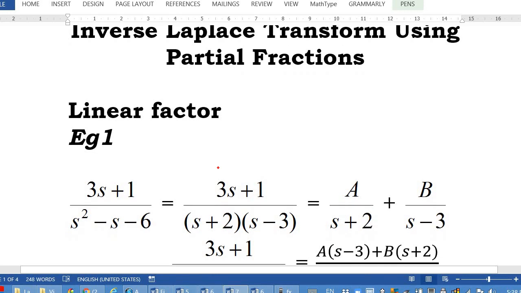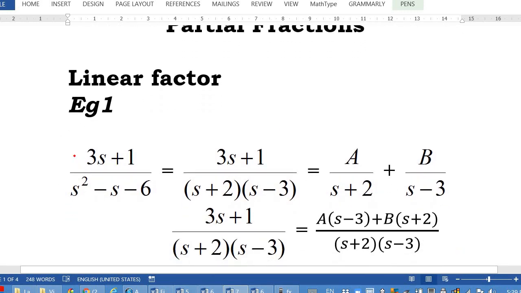Partial fractions, the first case is a linear factor. Example: we want to do the inverse Laplace of (3s + 1) over (s² − s − 6). Now the s² − s − 6 can be factored as two linear factors, (s + 2) times (s − 3).